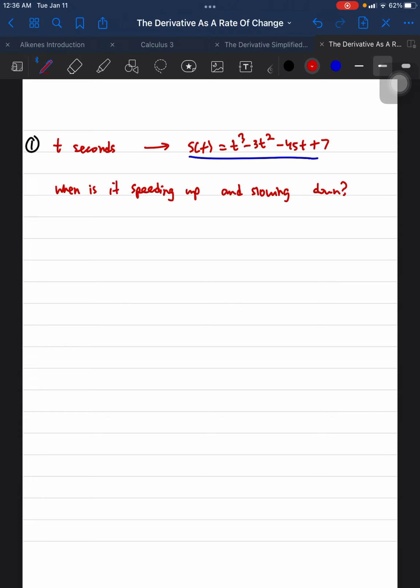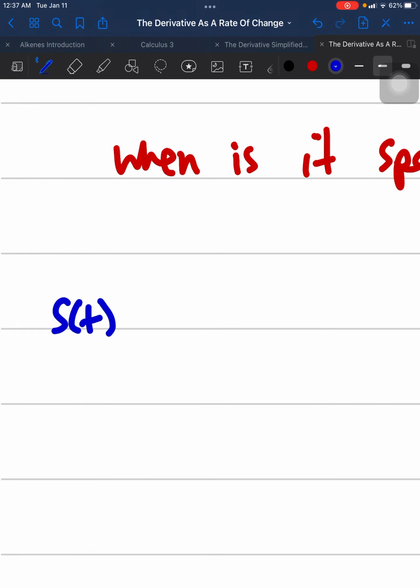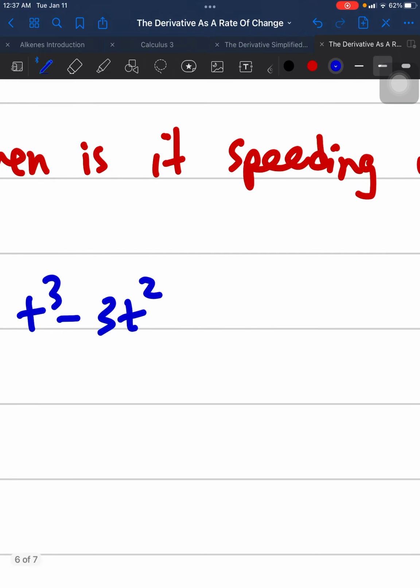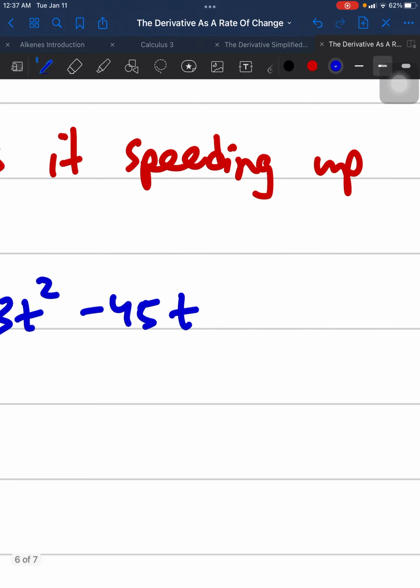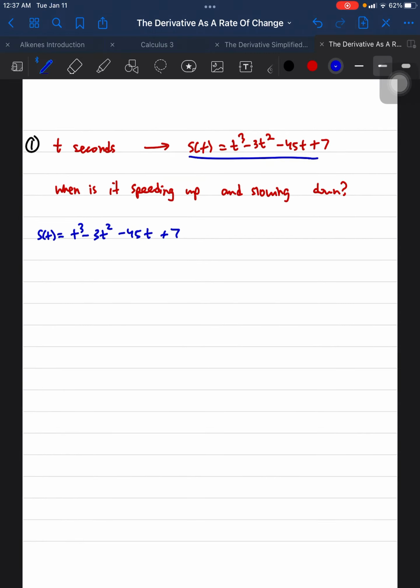So this is the first problem. At t seconds, we're given this position function, and we want to determine when it's speeding up and when it's slowing down. So the first thing we have to do is determine the position function, the velocity function, and the acceleration function. The position function we are given: t cubed minus 3t squared minus 45t plus 7.